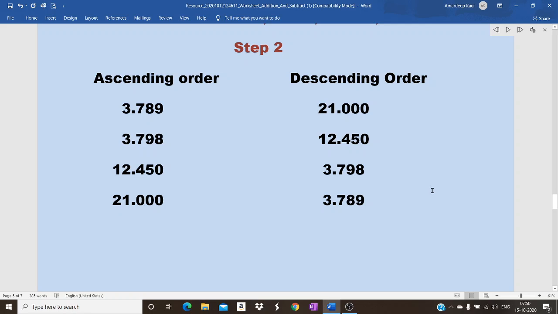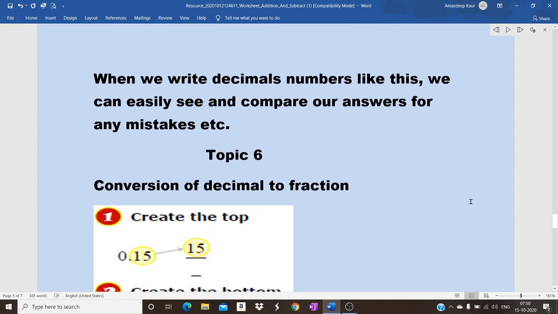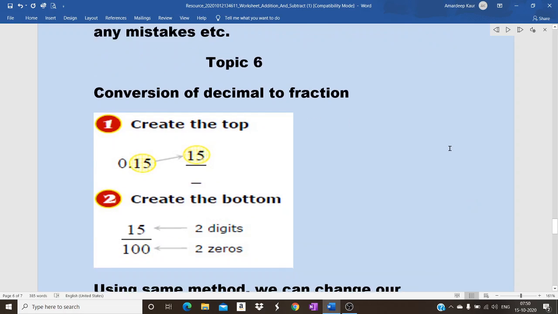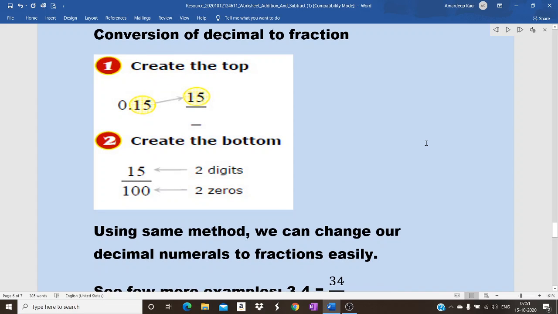After ascending and descending order, we have one more thing to go, and that is, when we write decimal numbers like this, we can easily see and compare, as I already said. Then we will move on to our last topic for today, conversion of a decimal to a fraction, which is really very easy if you just remember a few of the steps. See over here, we have an example.